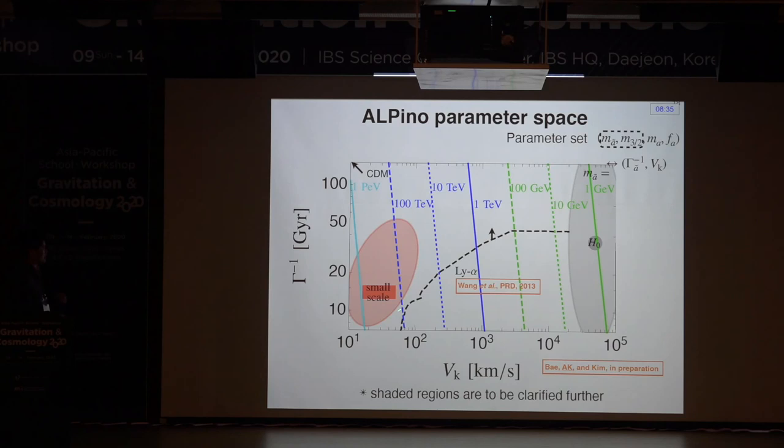But unfortunately, so far there are only a limited number of simulations which take into account this DDM. So I cannot precisely say in which parameter region we can solve these small-scale issues, but around this region, it is just roughly inferred in this plot. And from the particle physics side, as I stressed, the gravitino mass or the axino mass is in a good range of our interest, say 1 GeV to 1 PeV. So electroweak scale SUSY gives us the correct parameter space for DDM.